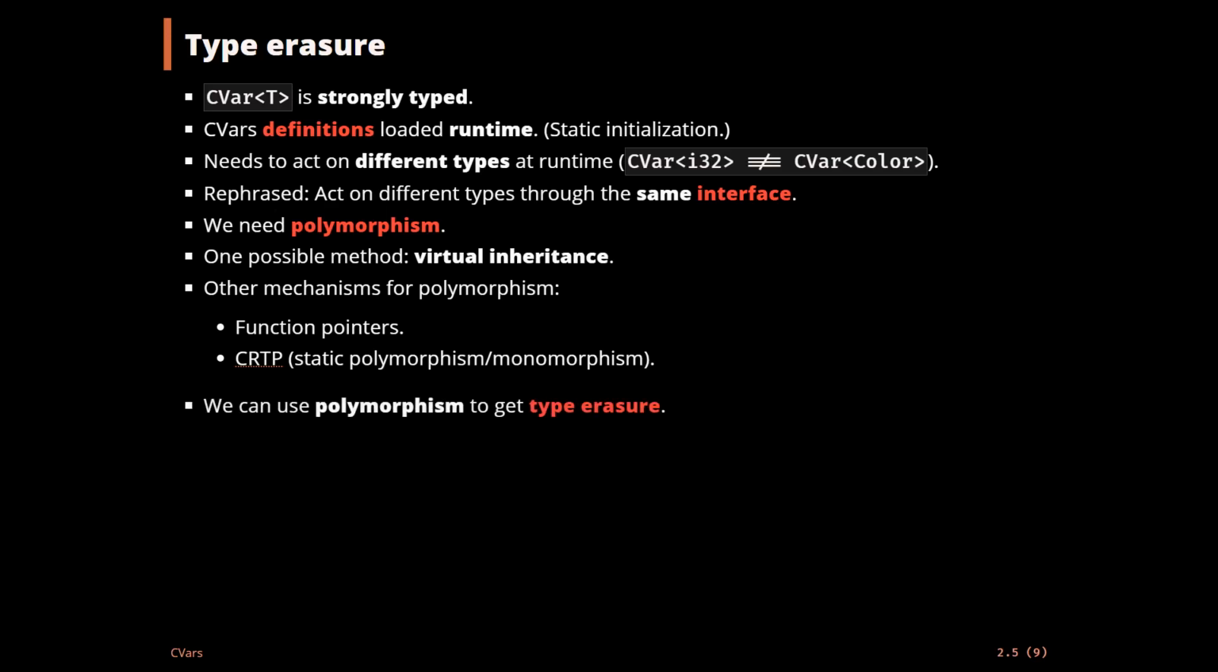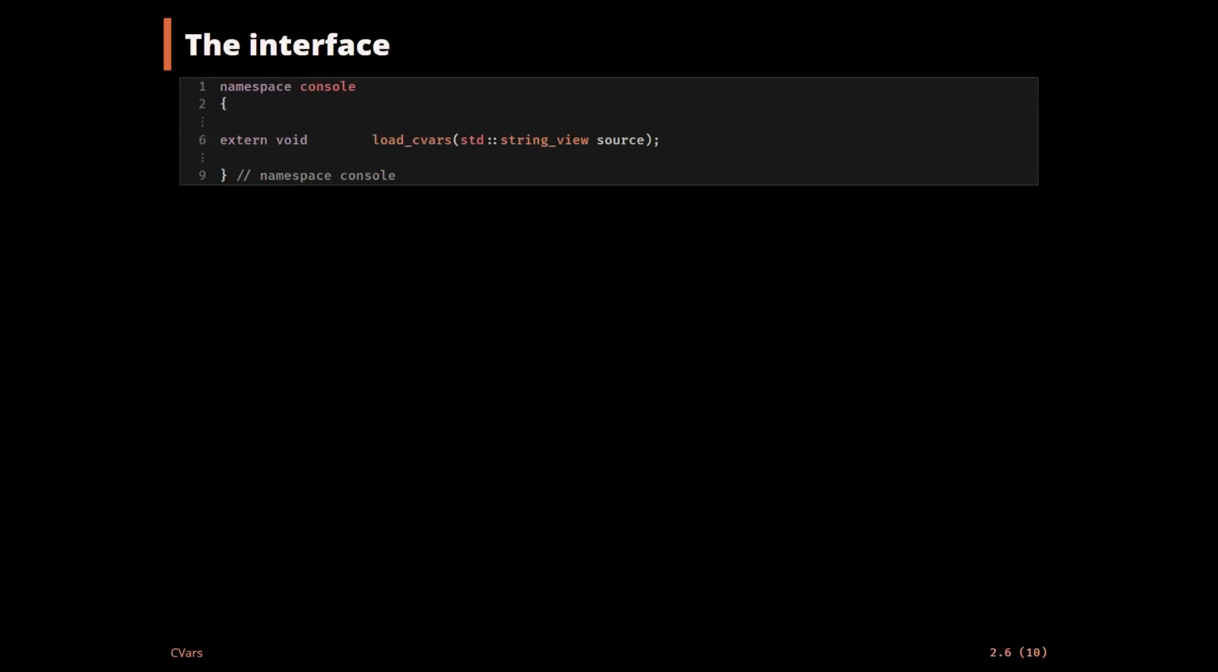Right. And then we can use this polymorphism to get type erasure. And type erasure is literally what the name says. We're erasing type information. So we had something which actually knew what its type was, and we're changing it to something, in this case a base class, which doesn't know the type anymore. Just knows the interface. So that's why it's called type erasure. All right. So what interface are we going to be using?